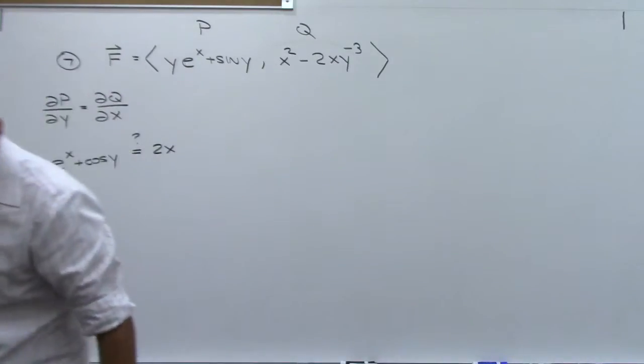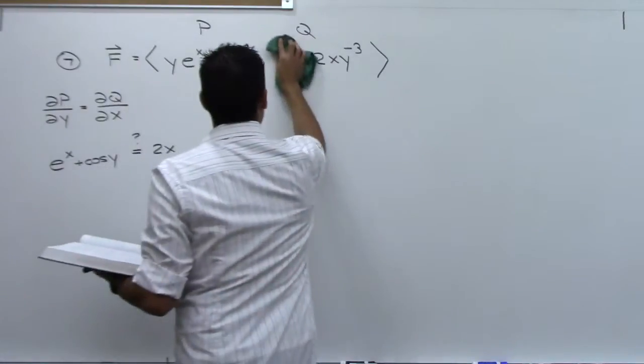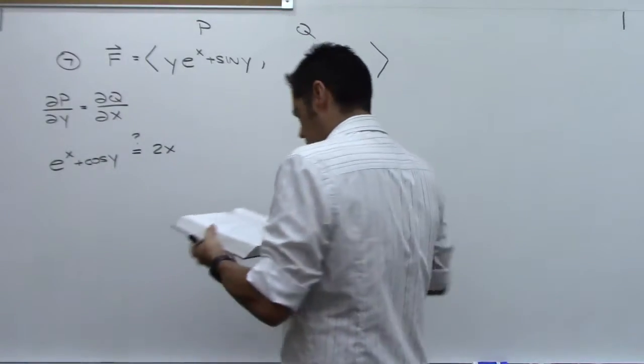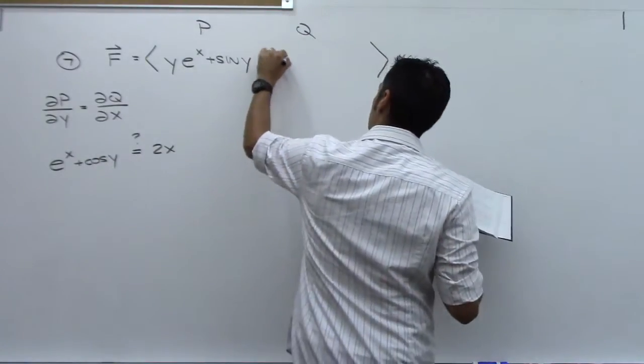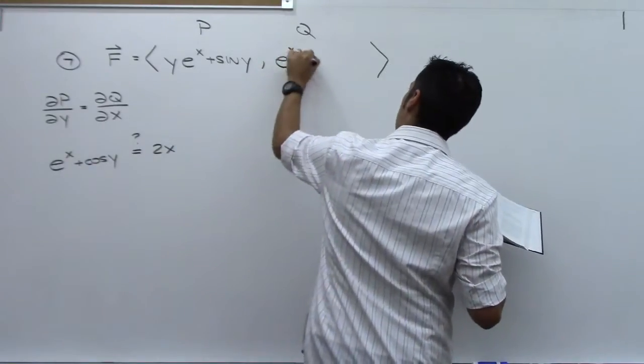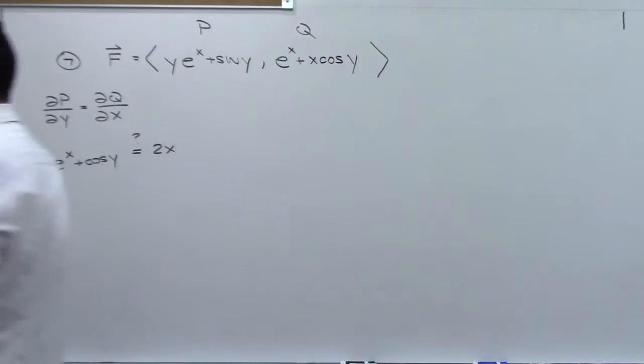So, did I write it down wrong? Let me make sure I wrote it down right. y e to the x, so, oh, I wrote it down wrong. I was going to say, that didn't look right. That didn't look like it was going to work out. What did I do? I wrote down, oh, number 8. Sorry. This is e to the x plus x cosine y. There we go. That'll work.